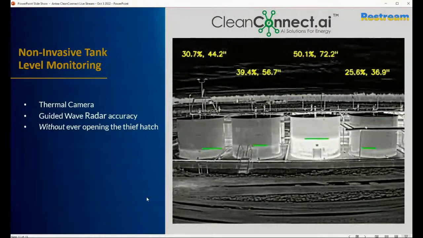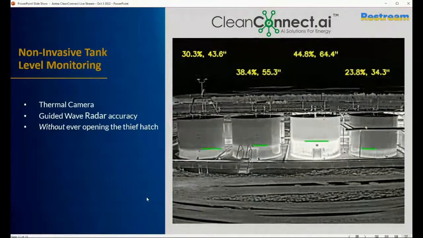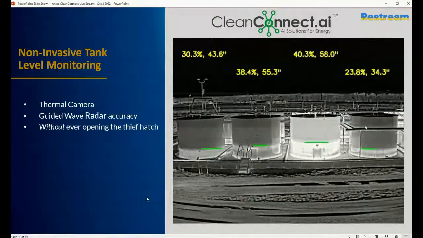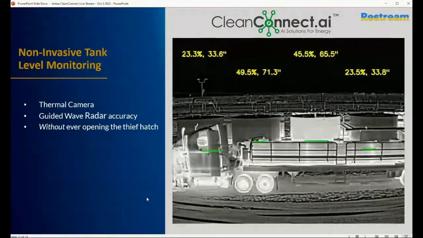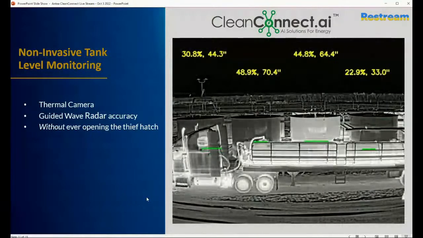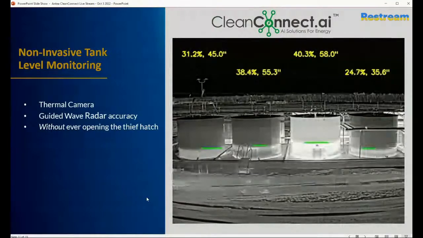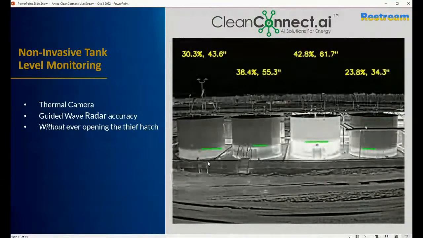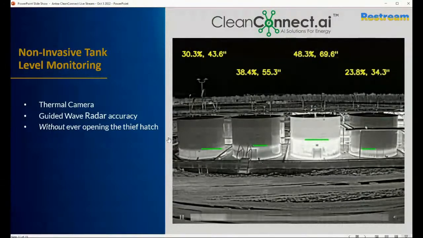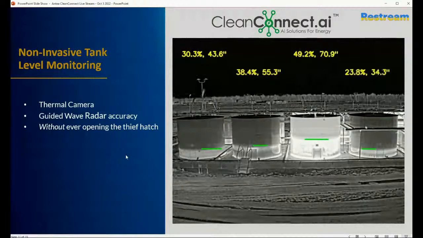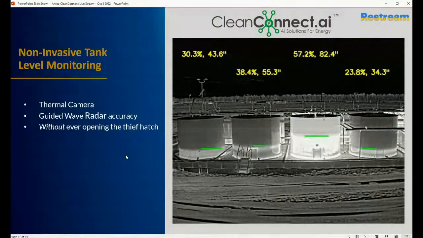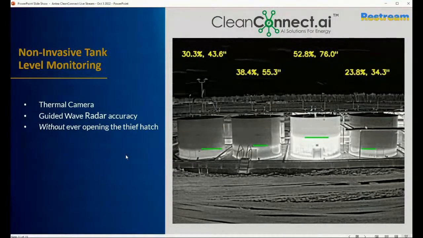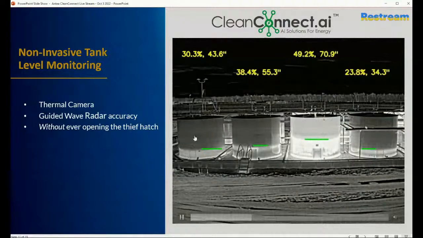Another example is non-invasive tank monitoring. One of the problems that's out there now is in Colorado and New Mexico, for example, you're not allowed to open the thief hatch. And it's dangerous anyway. So we have developed a model that can see through tanks. It sees the temperature difference on the outside, and it's as accurate as guided wave radar. Now, we're not sending 24/7 video of tanks for someone to stare at a screen. That would be the most boring video ever. But as you saw there, it converts all that into telemetry data, which then goes through the SCADA system.